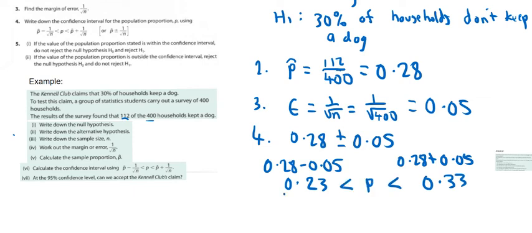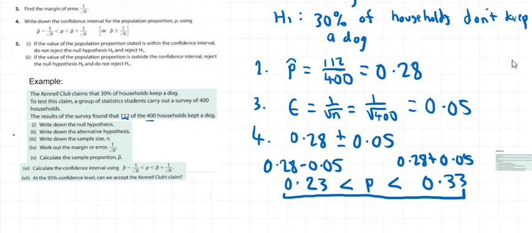So that's our confidence interval then. We're 95% sure that the number of households that keep a dog is between 0.23 and 0.33. So we're at our last step then.